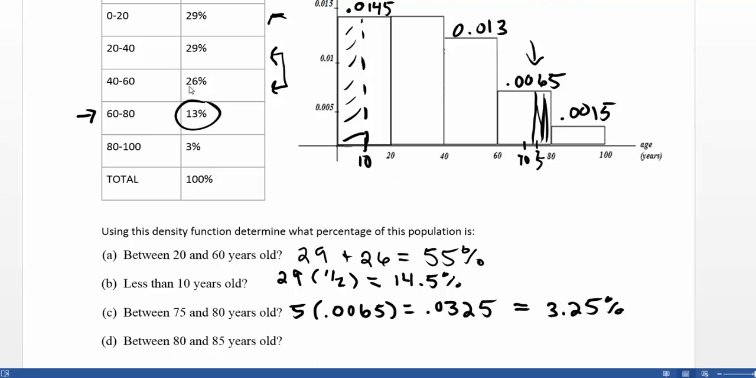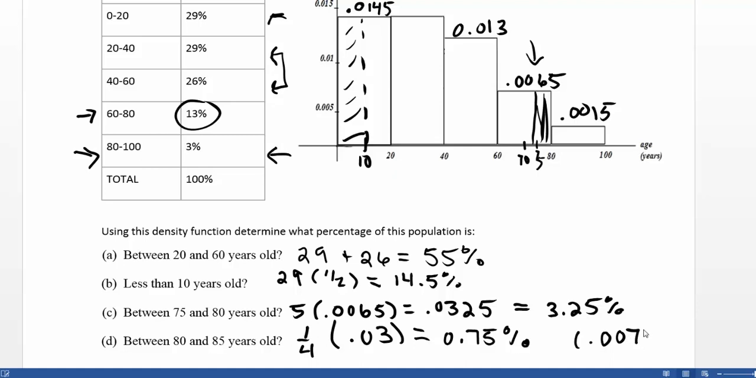So between 80 and 85, we are now in the bottom row of our data. So as I said before, if we want to use the table, we want to look at what number of years as part of the interval we're looking at. So again, this is 5 years out of 20. So 5 out of 20 is 1/4 times the percentage of the population that is there, which is 3% or 0.03. When we multiply those two things together, we are going to get 0.75%. Or if you had done that as a decimal, that's 0.0075. So it's very small.